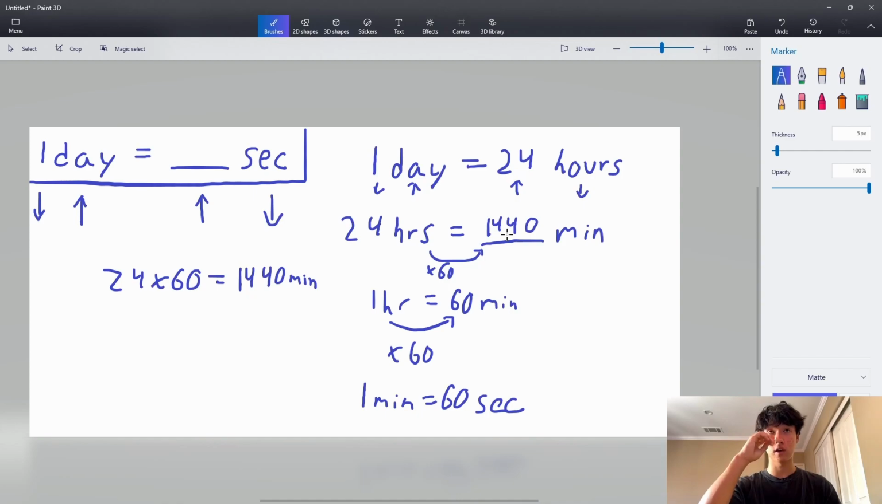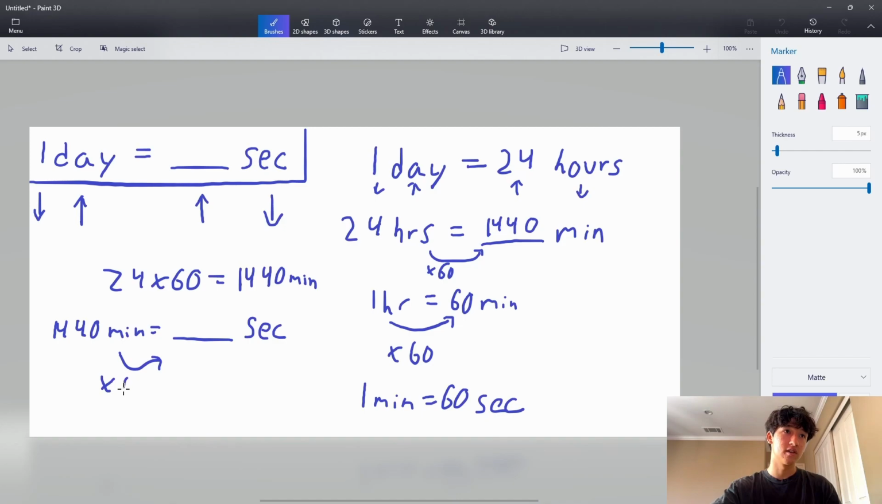And now we're going to go from 1,440 minutes to seconds. So keep in mind, this 1,440 minutes is equal to this 1 day right here. Is equal to how many seconds? All we have to do is multiply by 60, because there are 60 seconds in a minute. A minute is greater, right? So our second is lower, so this number must be greater, that number must be lower.